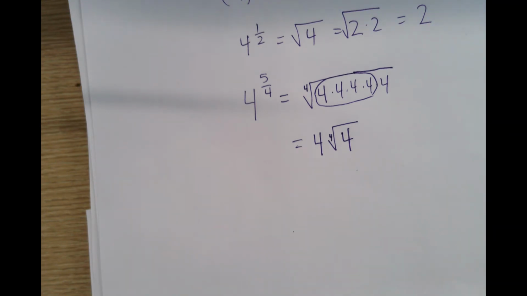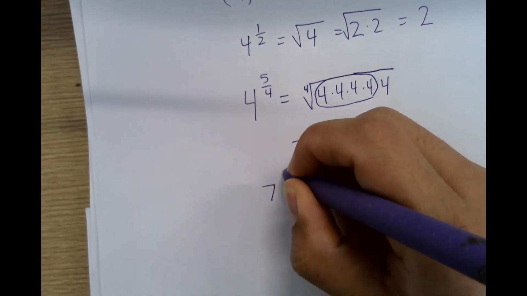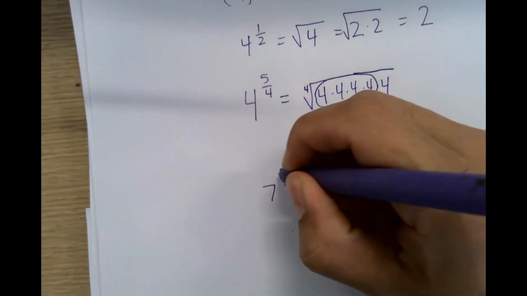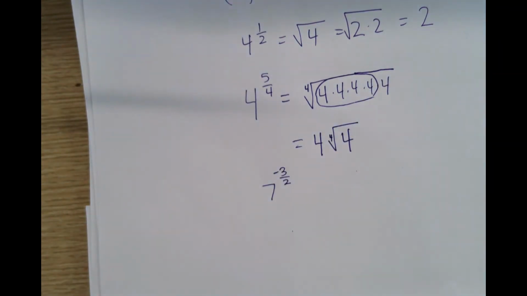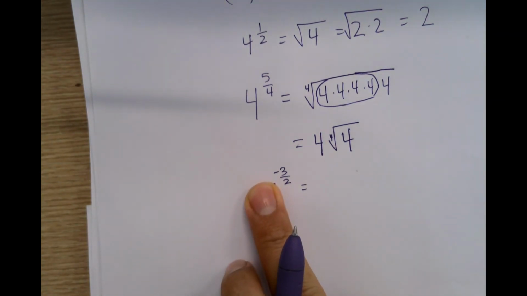Okay, the last part I want to go over is if we have something like this. Let's say that we have 7 to the 3 halves. I'm sorry, negative 3 halves. So we have something that's 7 to the negative 3 halves. So what is this equivalent? I just want to look at the exponent again. What does the 2 mean on the bottom of the exponent?